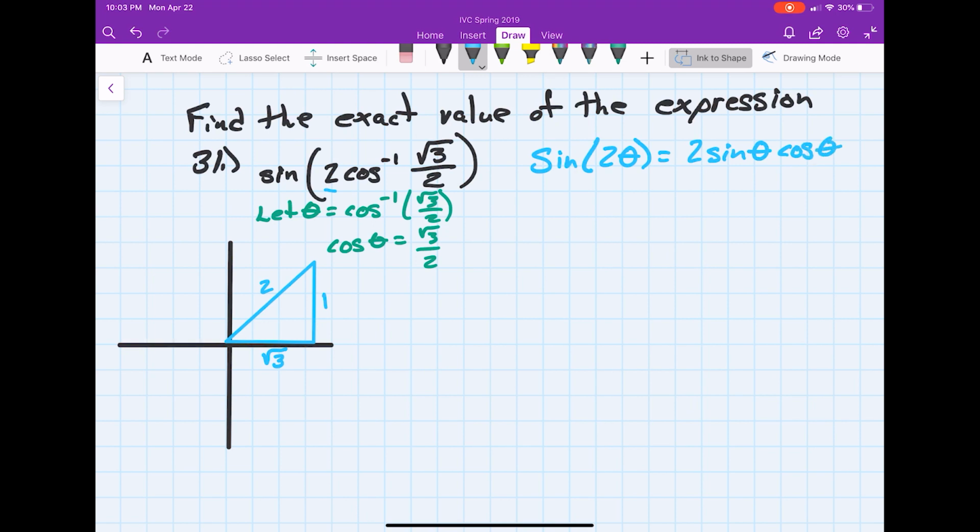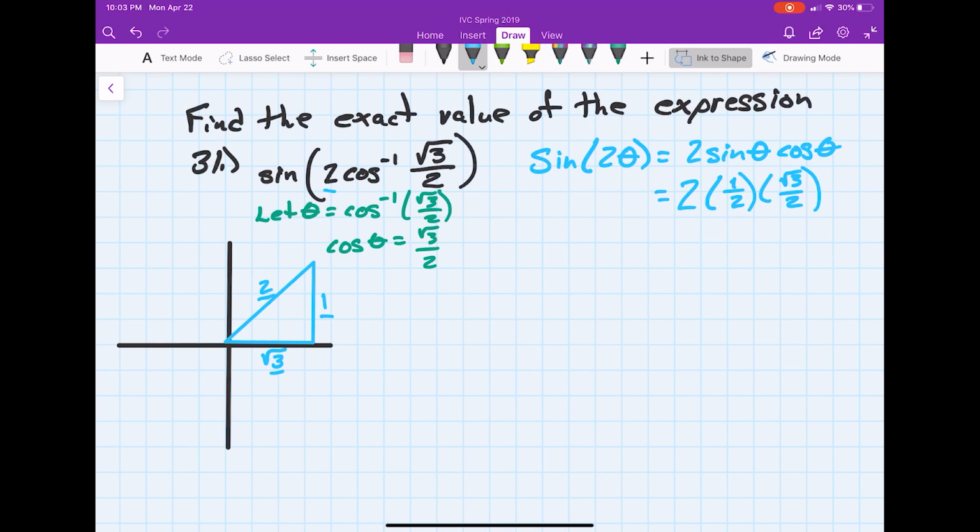And as I told you before, we're going to need to know what both sine and cosine are. That's why we made our little triangle, so it would be easy for us to substitute in. So we have 2 times sine theta. So SOHCAHTOA, opposite over hypotenuse. That's going to be 1/2. And adjacent over hypotenuse, but we already had that anyway. It's the square root of 3 over 2, which we had from before. So we knew that one already.